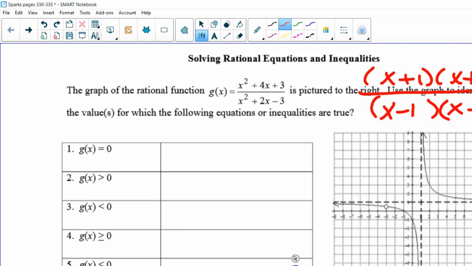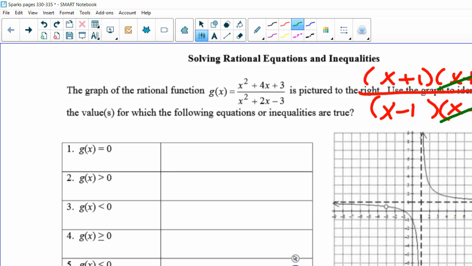But here's the question. There's a vertical asymptote at x equal 1, but there's a hole at x equal negative 3. If you recall, did you do holes in Algebra 2? When you have a common factor that you can factor out, what that produces is a hole. Any factor that you can't factor out of the denominator produces that vertical asymptote.